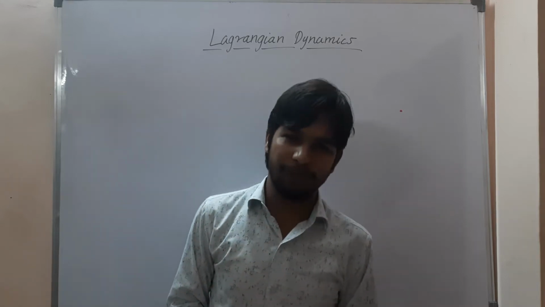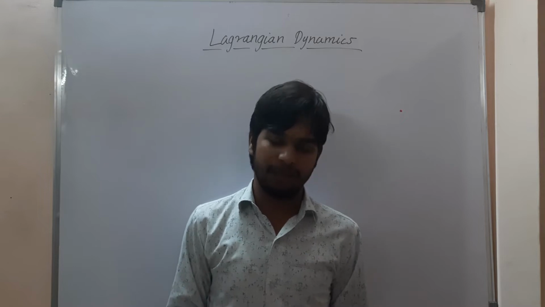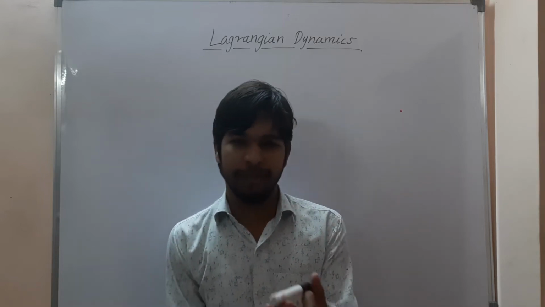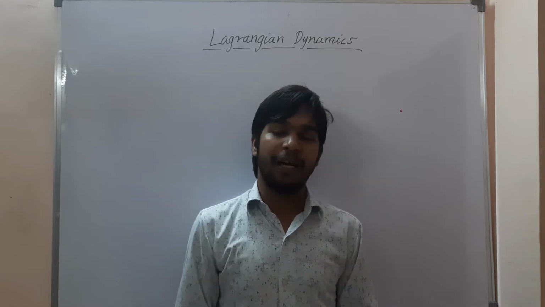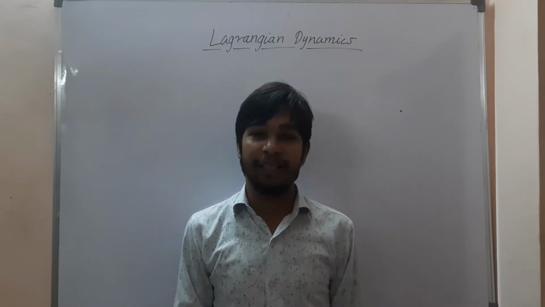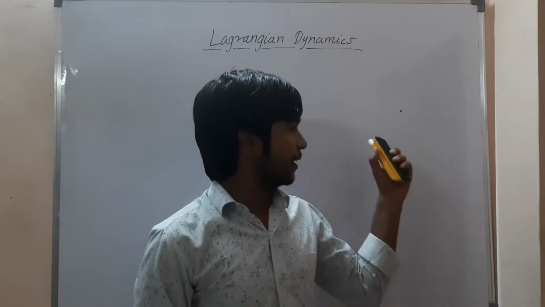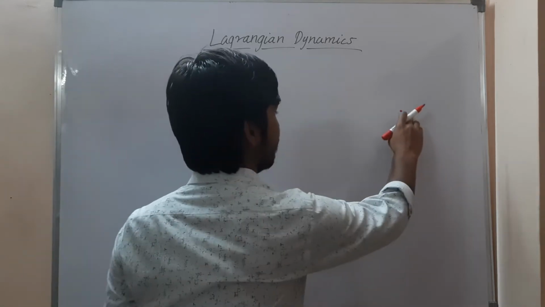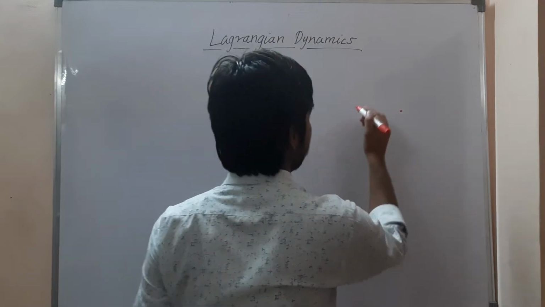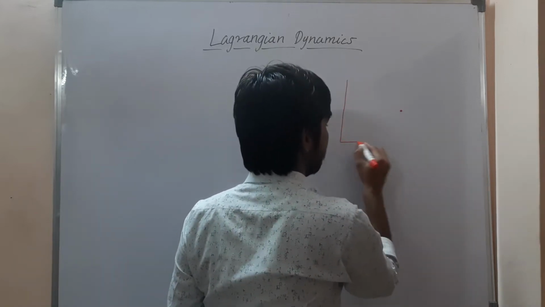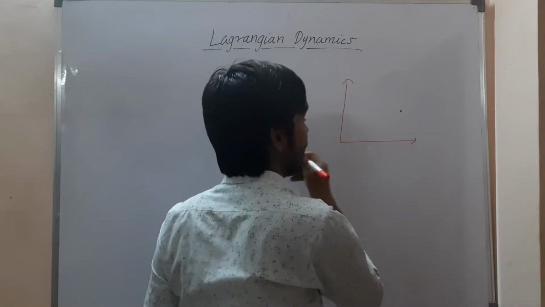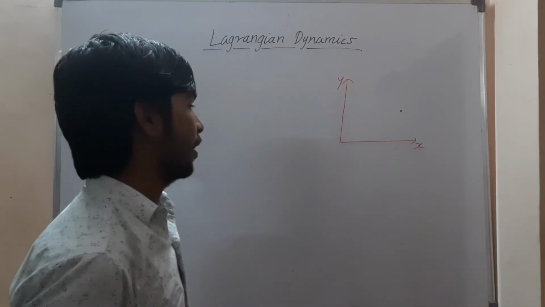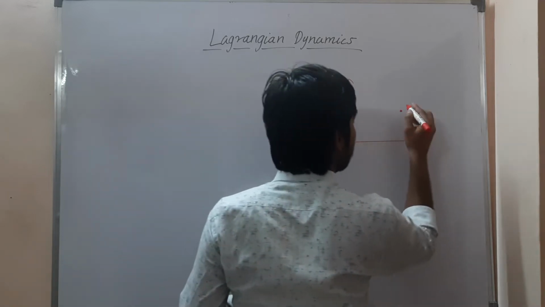There are different types of coordinate systems. For 2D, there is the rectangular coordinate system, the Cartesian coordinate system. If we go for 3D, then the spherical coordinate system. Let me say this particle is in 2D motion. If it is in 2D motion, then it is like this. So this is my xy plane, and this is the position.